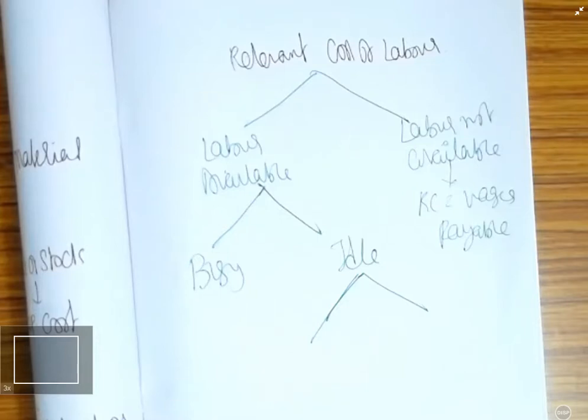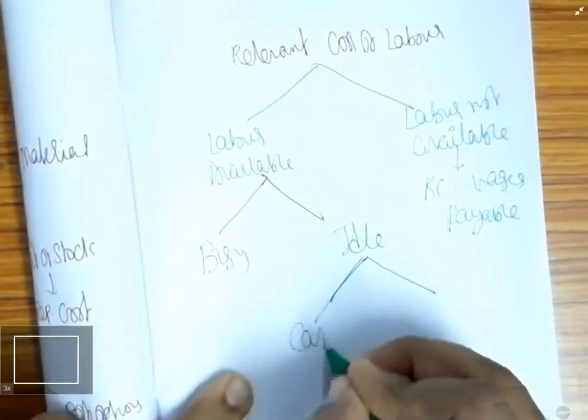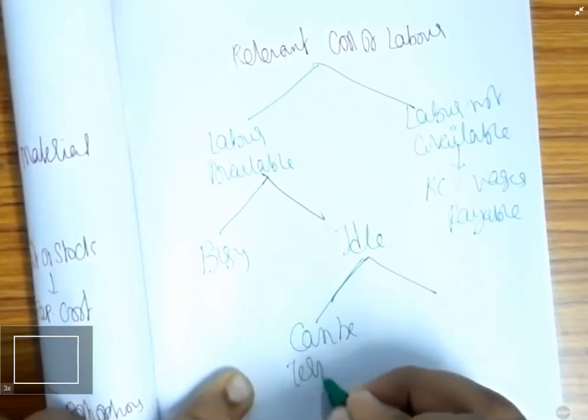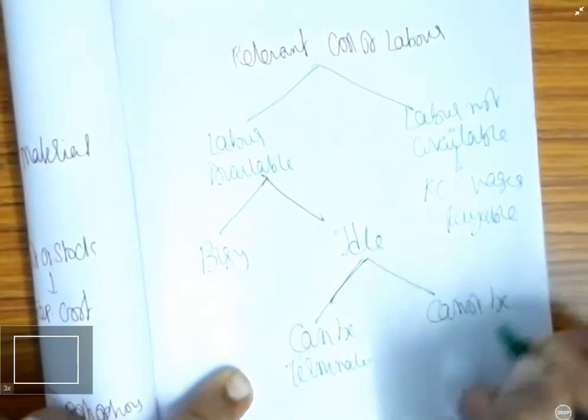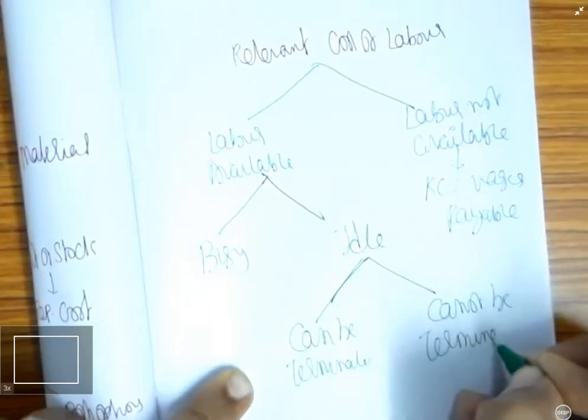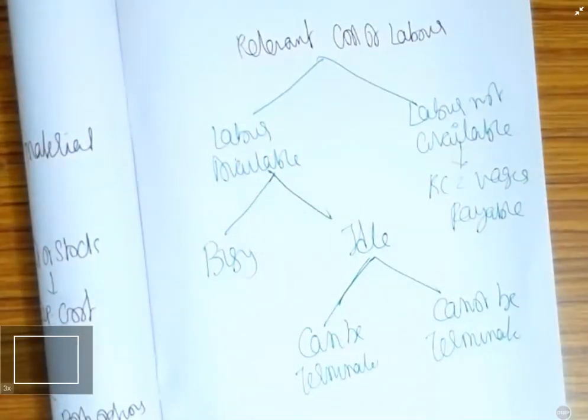In one scenario they can be terminated, in the other they cannot be terminated. So you either terminate them or you cannot terminate them. These are the two possibilities. Now let's think from a relevant costing point of view. I need 4 audit managers. They are idle in the company.